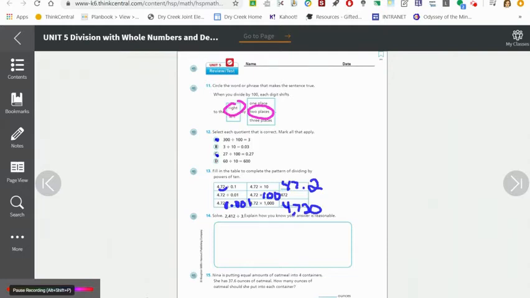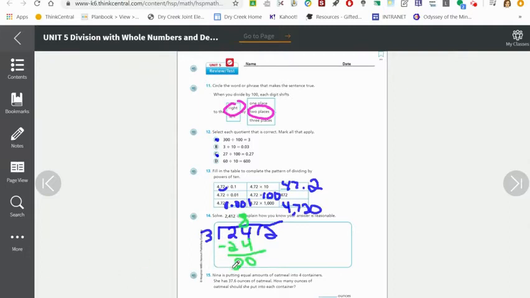All right, question number 14. Solve 2,412 divided by 3. Explain how your answer is reasonable. So first, I'm going to divide it out normally, and then I'm going to check if it's reasonable. So I wrote it out, and I know 3 goes into 24 8 times. So I subtract 24, and that gives me 0. Then I got to bring down my 1 because 0 is less than 3.